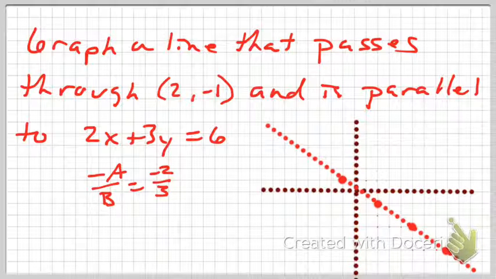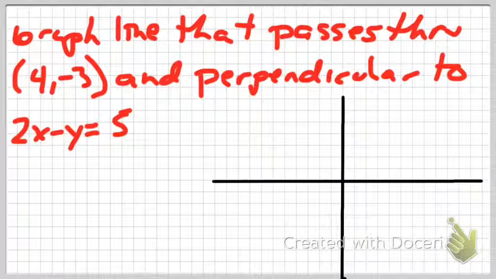Okay, we're going to do one more problem today. I'll give you a minute or so, and then we're going over the answer. So we need a point and a slope. We have our point (-3). We need our slope. So we're going to find the slope of the line that's perpendicular.